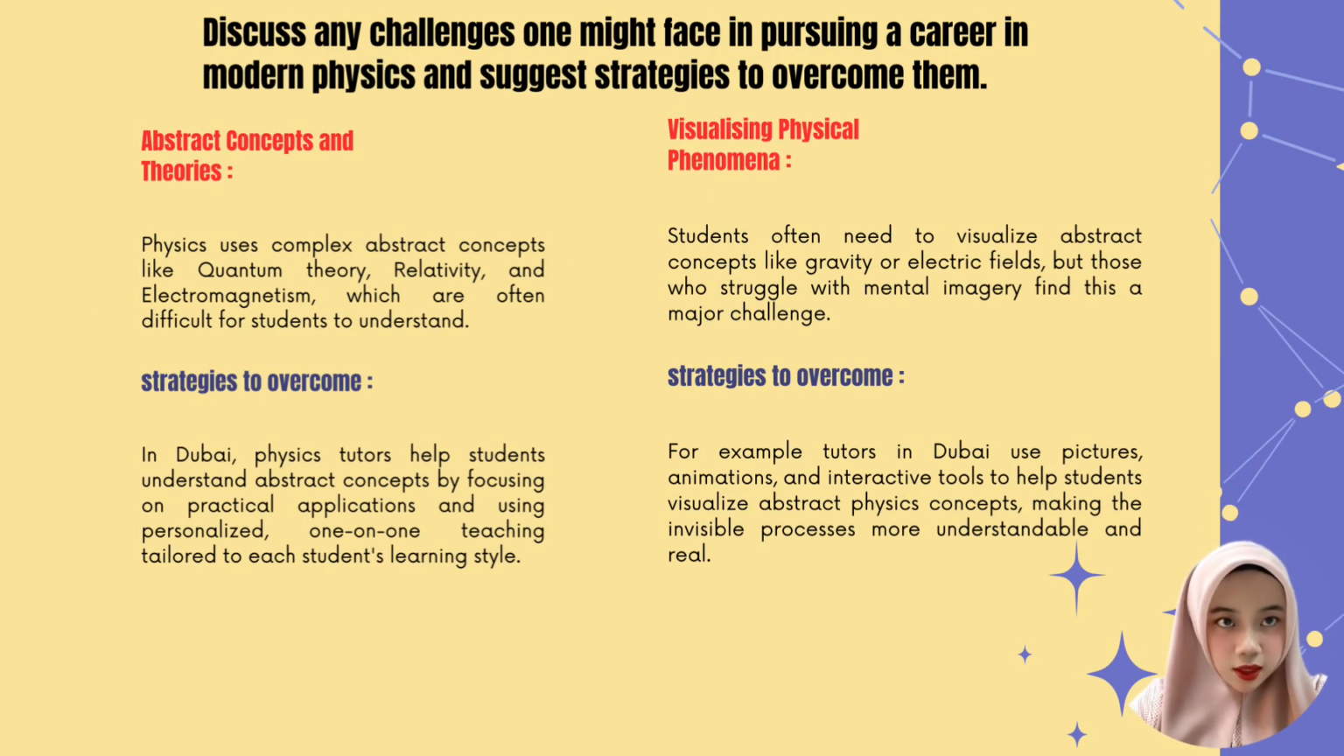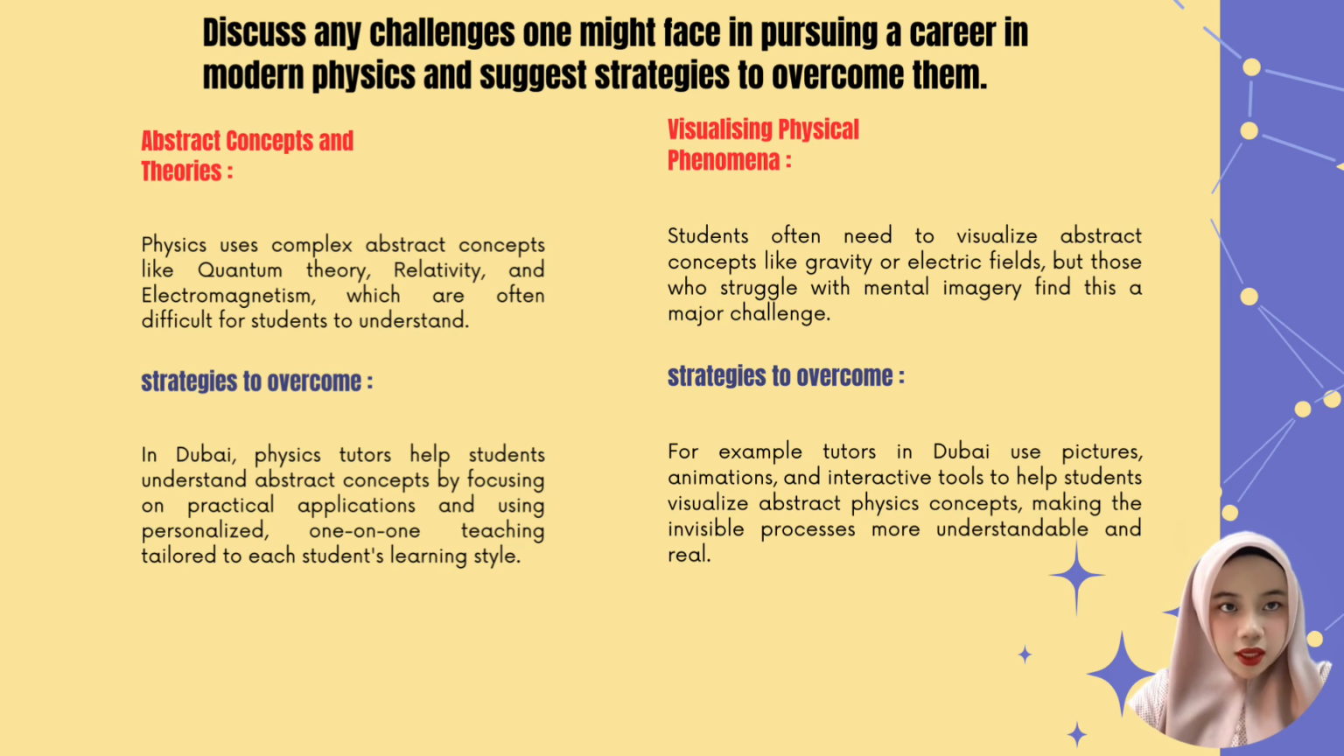Last but not least, let's discuss any challenges one might face in pursuing a career in modern physics and suggest strategies to overcome them. First, abstract concepts and theories. Physics uses complex abstract concepts like quantum theory, relativity, and electromagnetism, which are often difficult for students to understand. Strategies to overcome: in Dubai, physics tutors help students understand abstract concepts by focusing on practical application and using personalized one-on-one teaching tailored to each student's learning style.